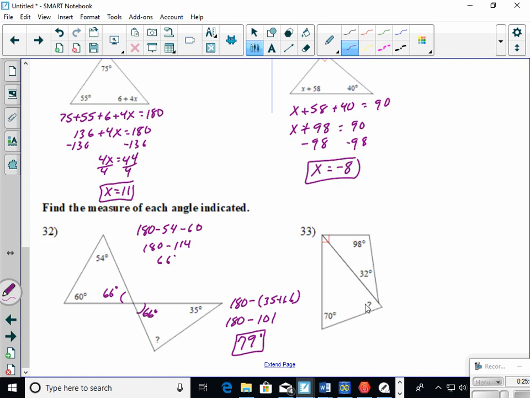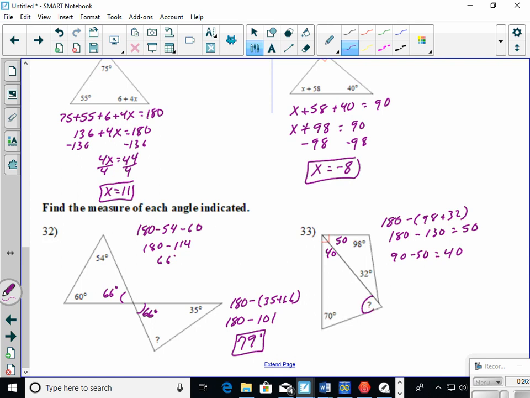We're trying to find this angle right here. We know that this is a right angle, so we're going to use this triangle, figure out what this side of the right angle is, and then we can find the other side, and then we can get to the third angle that we need there. So 180 minus 98 plus 32 would be 180 minus 130, which is 50. So that angle there is 50. And since that's a 90-degree angle, 90 minus 50 is going to equal 40. So we know that angle is 40.